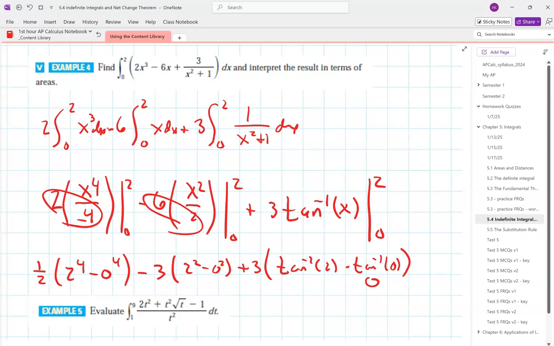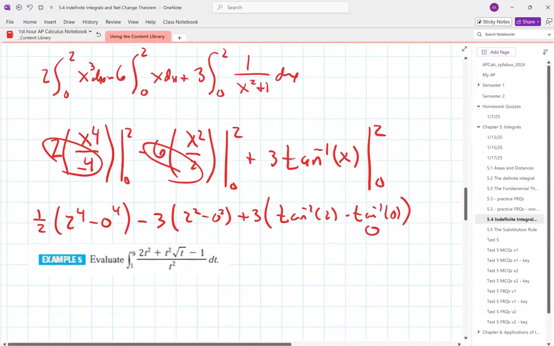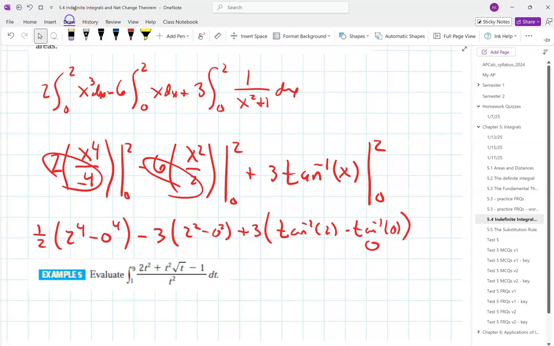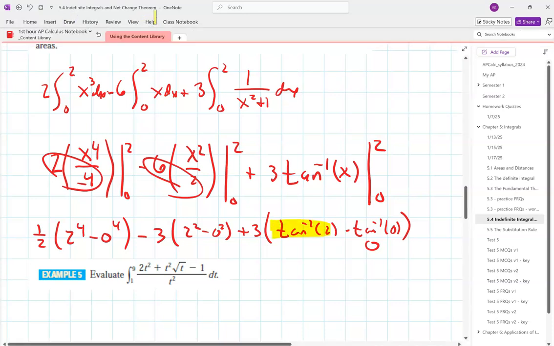Everybody's okay with that? And then I can simplify that down. I'm going to leave that, since at this point, with this guy in here, it's a calculator problem, right? There's no way to do tan inverse of 2 by hand.